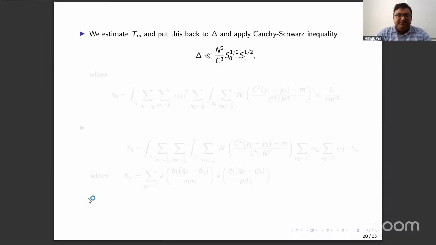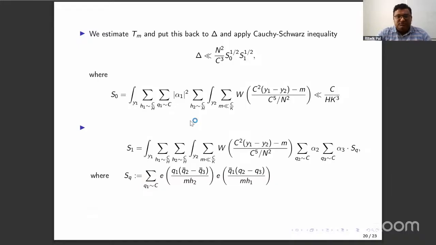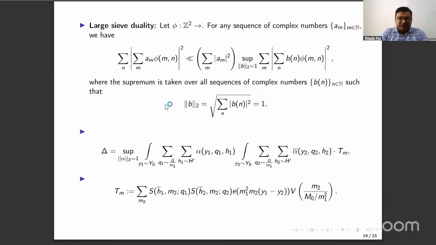We estimate the Tm and put this back into delta. Then we apply the Cauchy-Schwarz inequality on delta. The way we apply the Cauchy-Schwarz inequality is basically that we take everything out. There is a sum over Q1, and there is a sum over Q2.